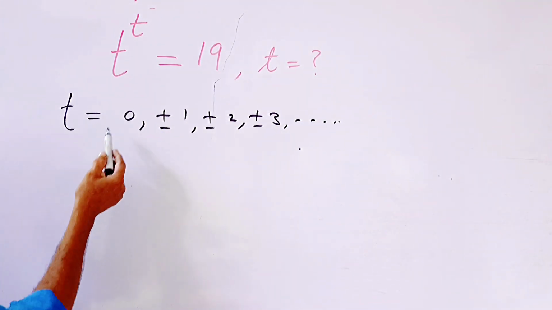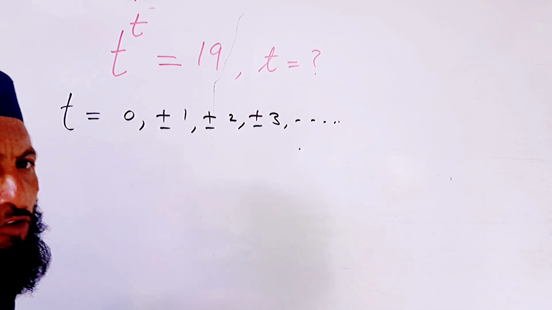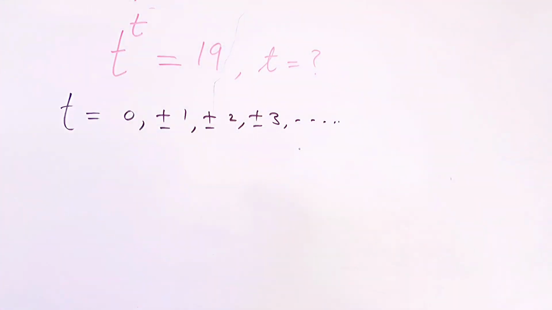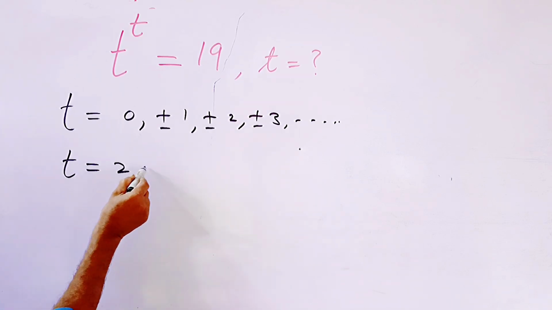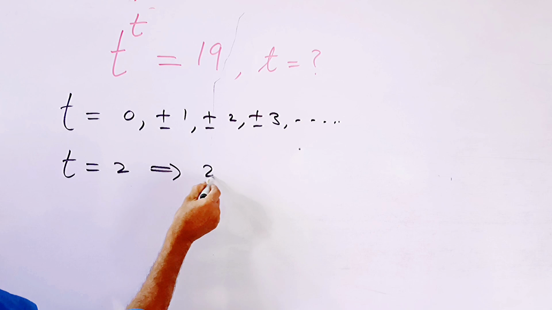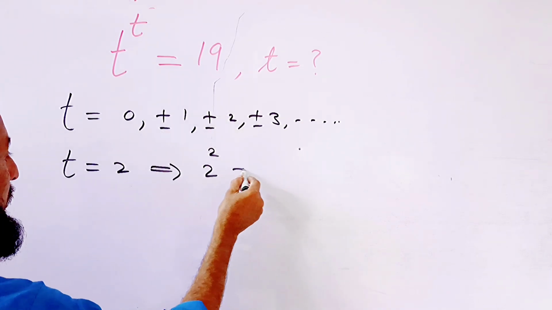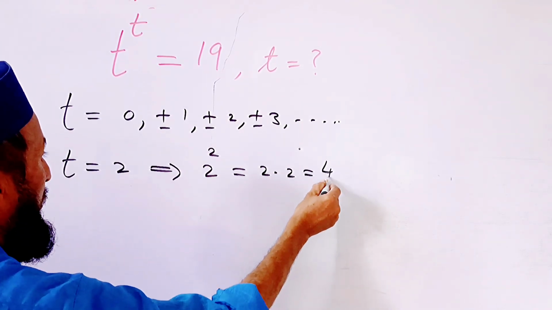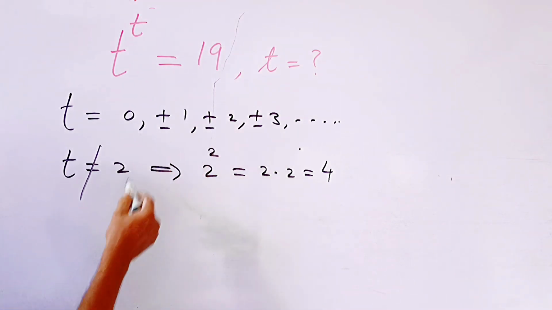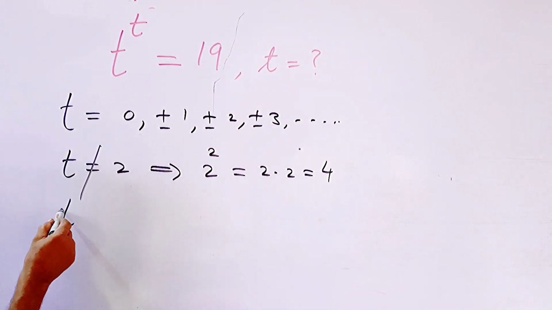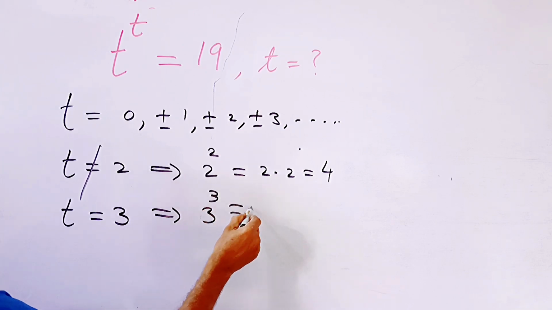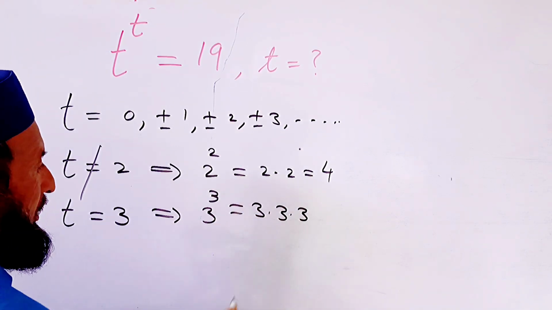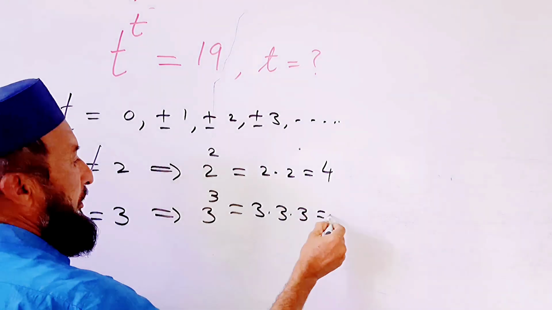So look here, if we put 0, 0 to the power 0 is an undefined case. Now 1 to the power 1 gives 1. Similarly, if we put t equal to 2, then 2 to the power 2 is equal to 4, which is not equal to 19. Similarly, if we put 3, the result is 3 to the power 3, which is 3 times 3 times 3, so we get 27.